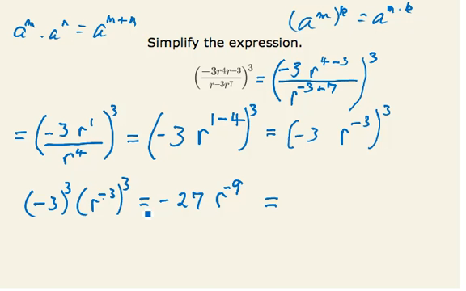We're almost done. The only thing I want to do now is the implicit idea when we simplify is not to have any negative exponents in the answer. So this negative 27 remains unaffected. R to the negative 9 means 1 over r to the 9th. So I'm using the definition of a negative exponent to move this r to the negative 9 into the bottom. So we can write this expression as negative 27 over r to the 9.